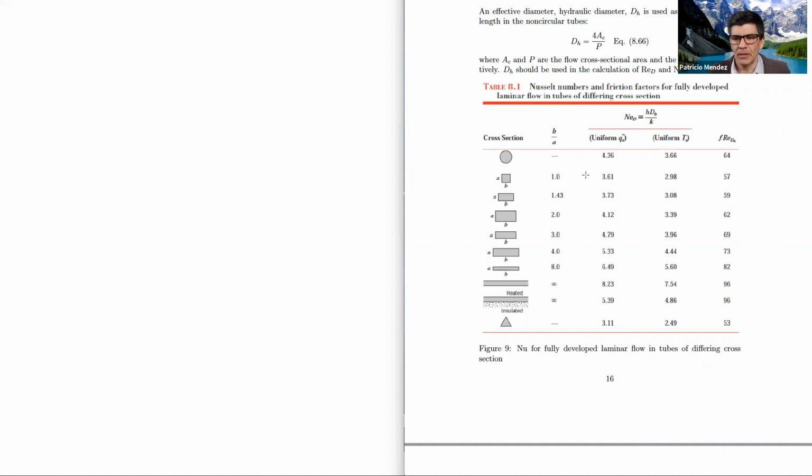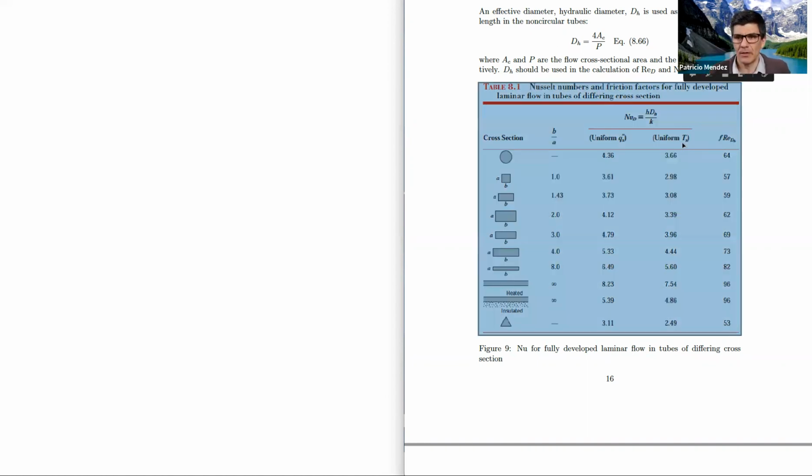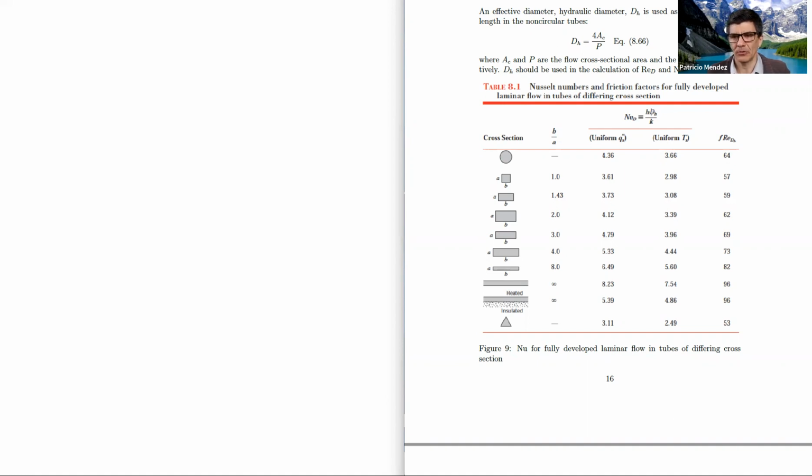Now, the Nusselt number here is a constant number, so it looks easy. However, we have to pay attention because Nusselt now is defined based on the hydraulic diameter. We have h, and this h is going to be the average convection coefficient over the perimeter of this pipe. k is the thermal conductivity of the fluid, and d_h is the hydraulic diameter. When you apply it to a circular pipe, it gives you the diameter of the pipe. But if the pipe is not circular, it can be square, rectangular, triangular, can be many things.